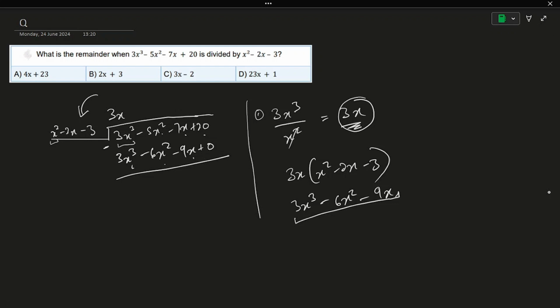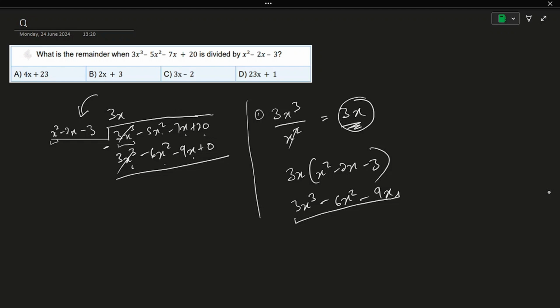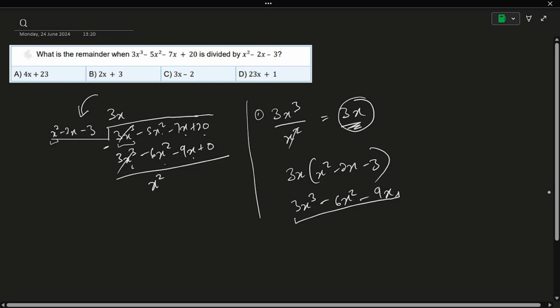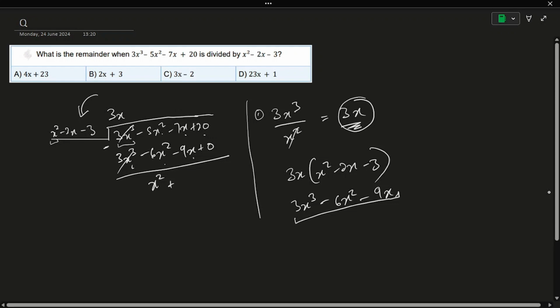3x cubed minus 3x cubed is going to be 0, so we don't need to write 0 there. Negative 5x squared minus negative 6x squared is the same as 6 minus 5, which is going to be just x squared. Negative 7x minus 9x is the same as 9x minus 7, which is the same as 2x. And 20 minus 0 is just 20. Now we'll repeat the process again.